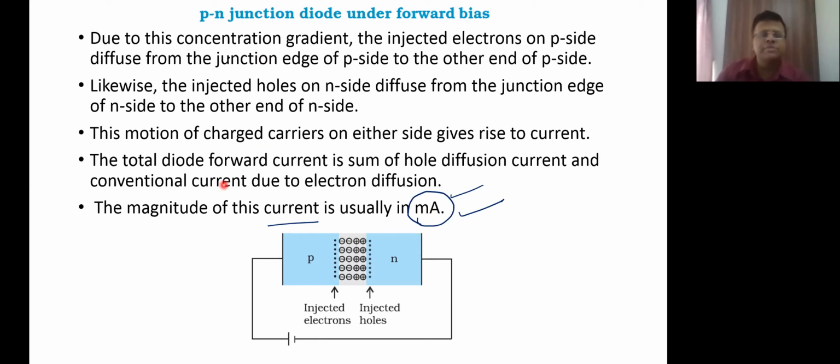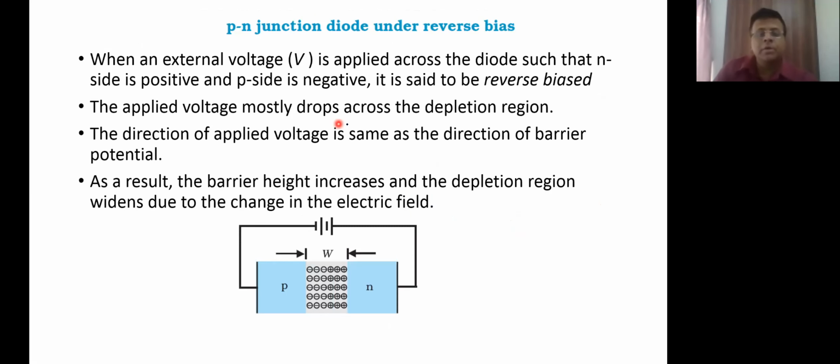So some few points which we have stated are written here. But what is the most important point in this slide is that the current which is injected in the forward bias, ये आपके forward bias में है, that is in the range of milliampere. Now let's see the reverse biasing.